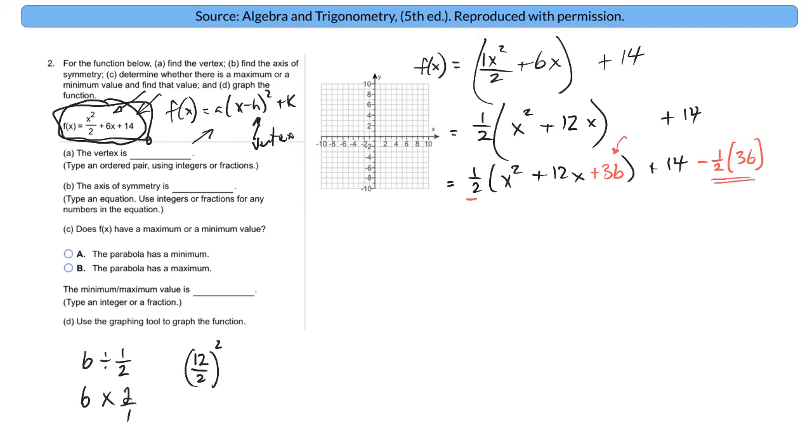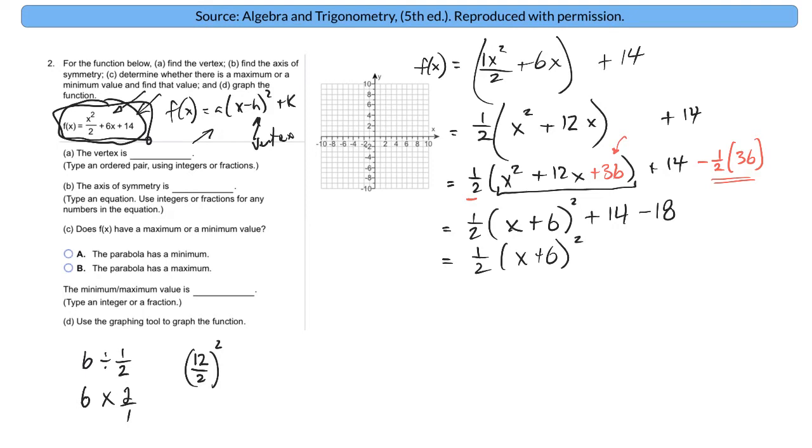Okay, now I'll factor this, and this will now be a perfect square. If I factor two things that multiply to 36 and add to 12, it's 6 and 6. So really I have (x plus 6) squared. And then I have to figure out this other stuff over here. Half of 36 is 18, so it'd be minus 18. So it'd be a half times (x plus 6) squared minus 4.